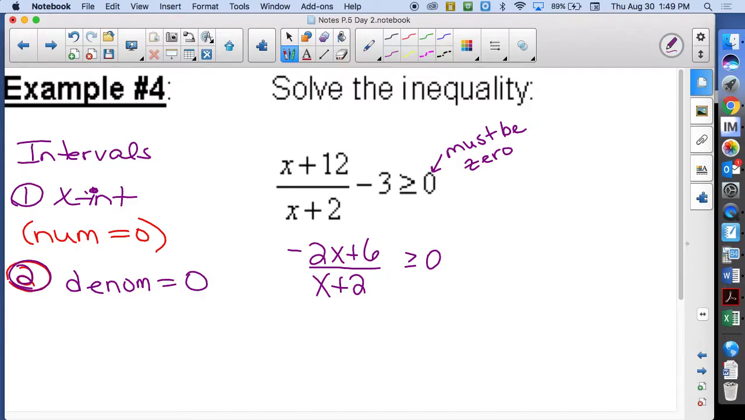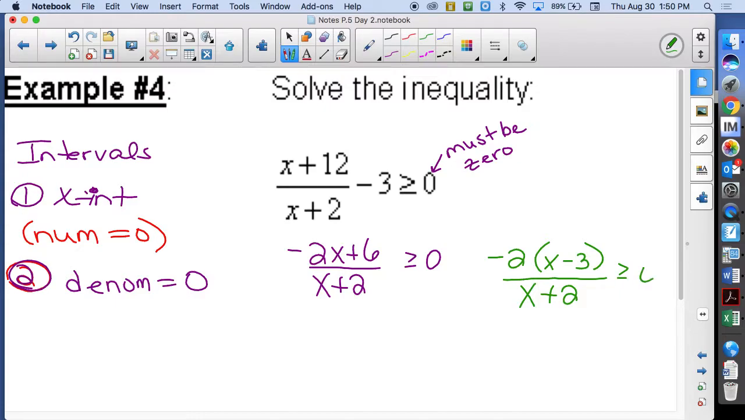So the intervals are going to be created from x-intercepts and from the value that makes the denominator equal to 0. So let's go back to this problem here. We have negative 2x plus 6 over x plus 2. And Virginia, I believe it was you who said, can't you do one other step to simplify this? What else could you do to simplify it? And then your parenthesis would become x minus 3.